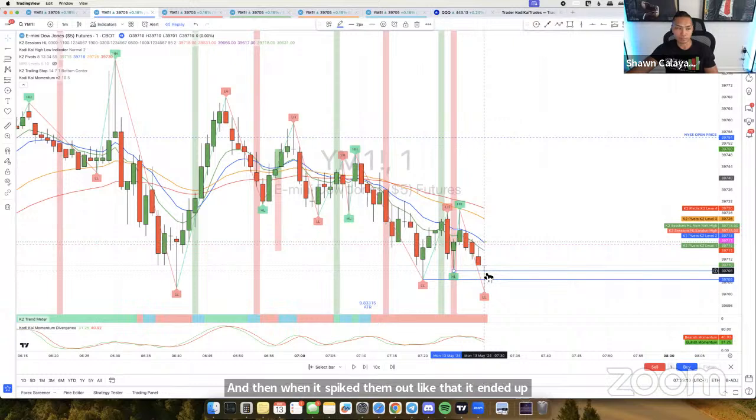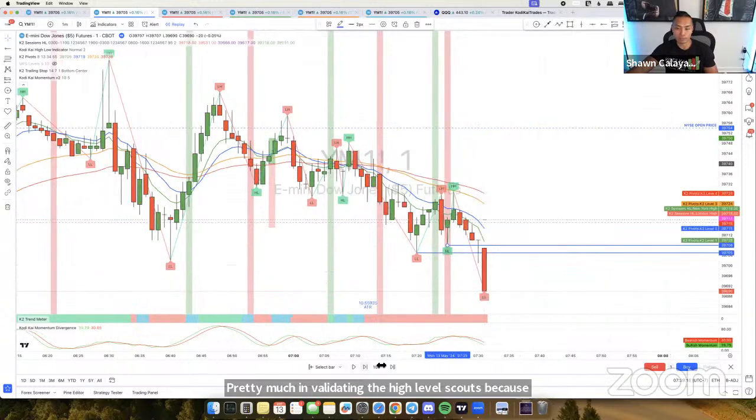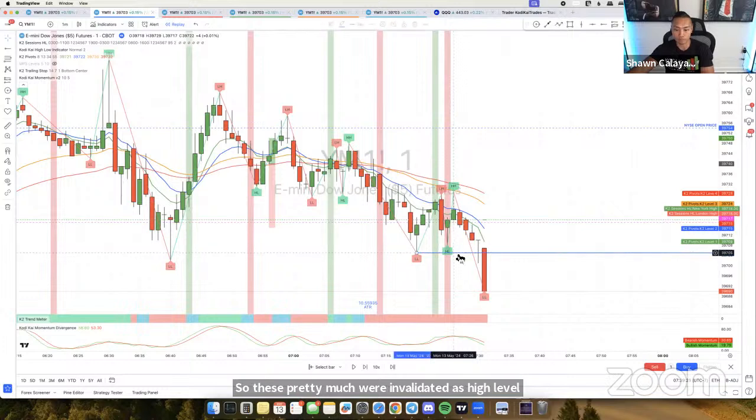And when it spiked them out like that, it ended up pretty much invalidating the high-low scalps, because this candle would have to close below there. And then this candle came up after, and it was like a huge candle. So these pretty much were invalidated as high-low scalps, and it would have been an entry that I would have wanted to take. Plus, there's no divergence there. The divergence already kind of swung below.